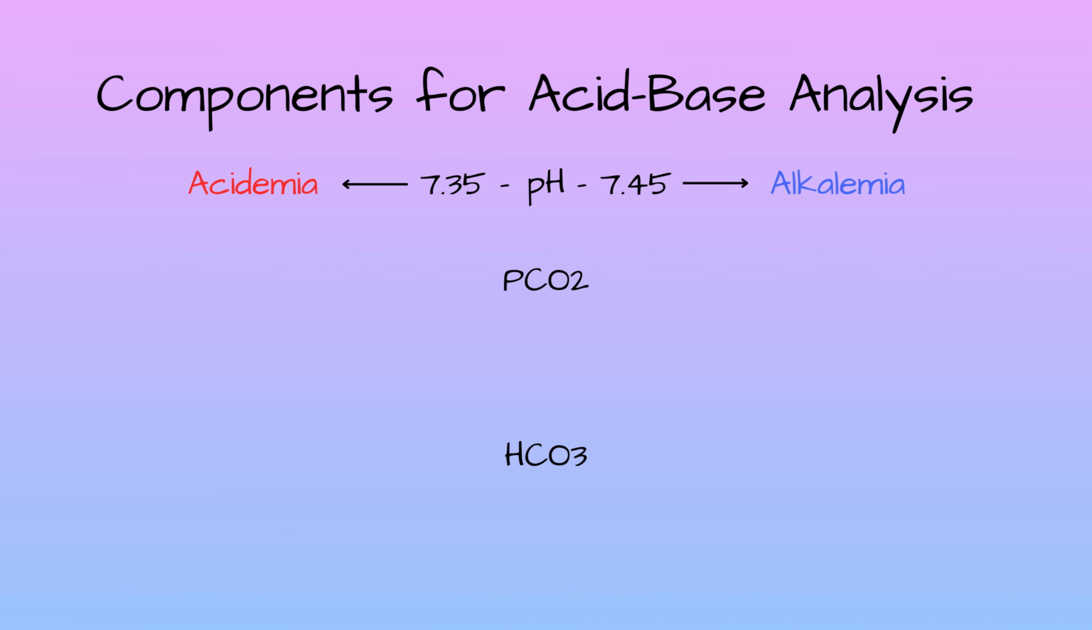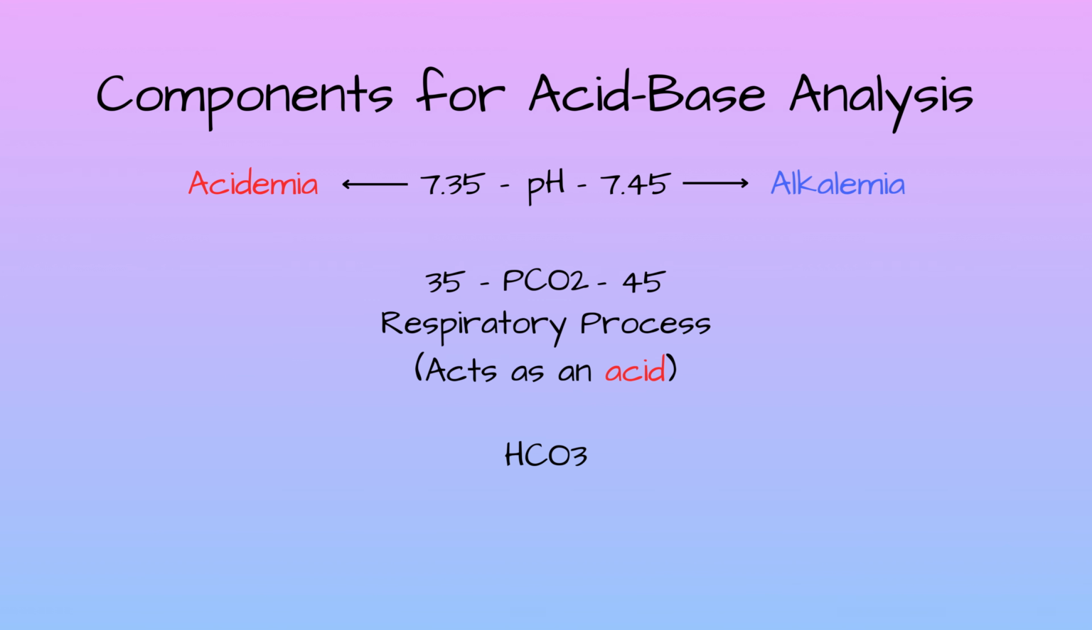Next is the PCO2, which is rapidly regulated by the lungs, making it a respiratory process. Carbon dioxide is functionally an acid within the body. So when you hear PCO2, think acid. The normal range for PCO2 is 35 to 45 millimeters of mercury. Because CO2 is an acid, when the amount of acid is low, the blood will become more basic or alkalotic. When the acid values are high, it will make the blood more acidic.